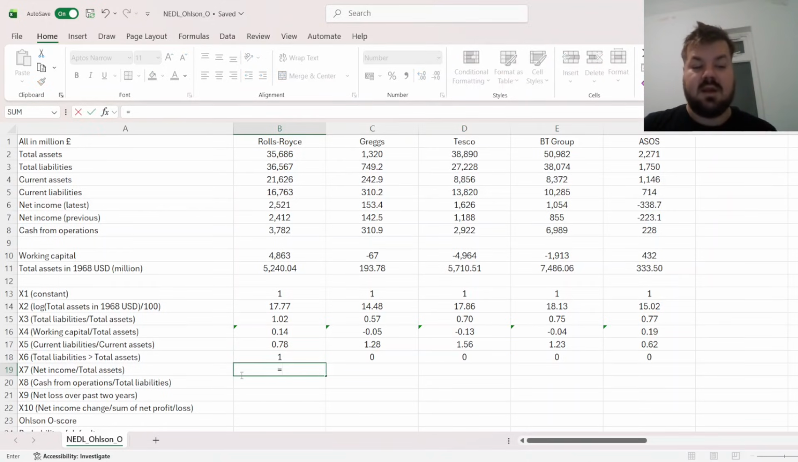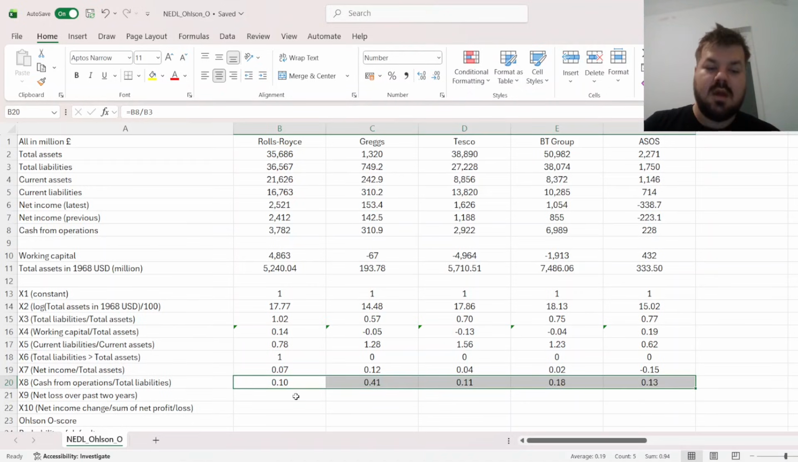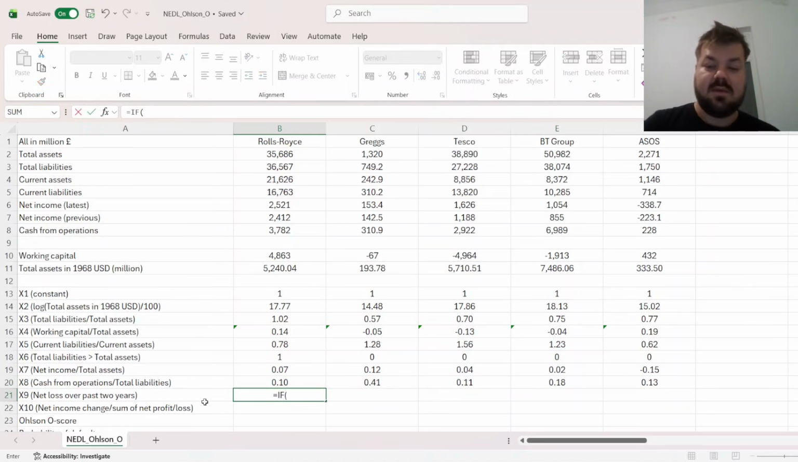Then a ratio of net income over total assets, so essentially net profitability. We use the latest net income divided by total assets. Then we calculate the ratio of cash from operations over total liabilities. Then another indicator variable that equals 1 if the firm turned out a loss in both of the previous years and 0 otherwise. So if the latest net income is less than 0, and the previous net income is also less than 0, then 1, 0 otherwise.